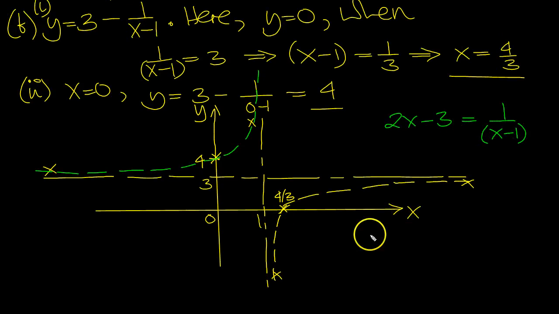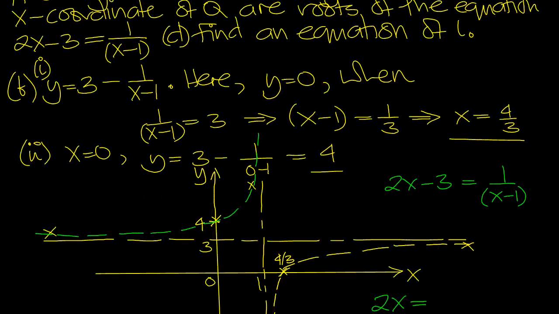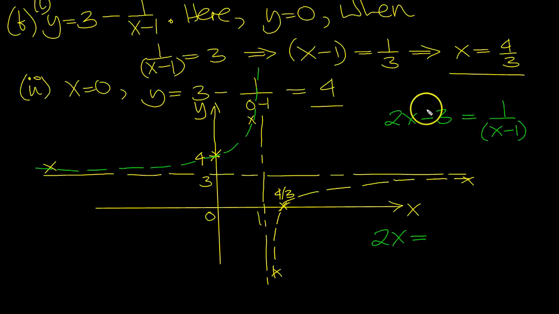Okay, well here 2x is equal to 3 minus 1 over x minus 1. Okay. So what have we got then?